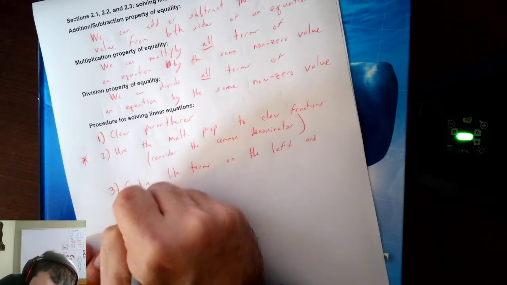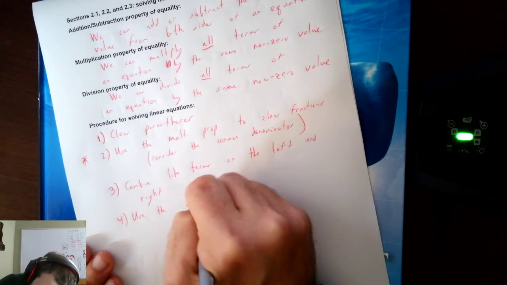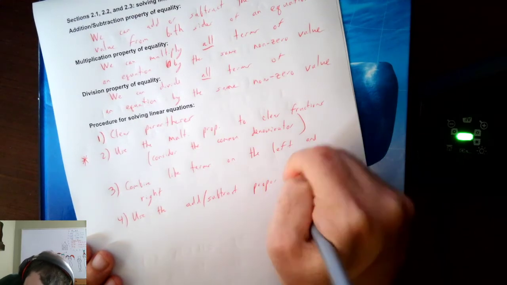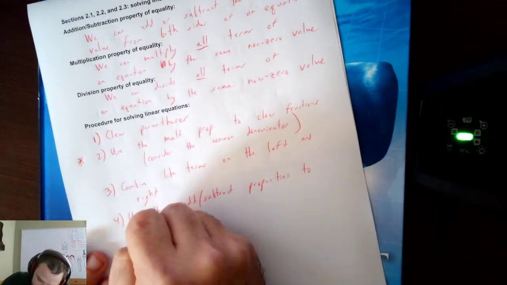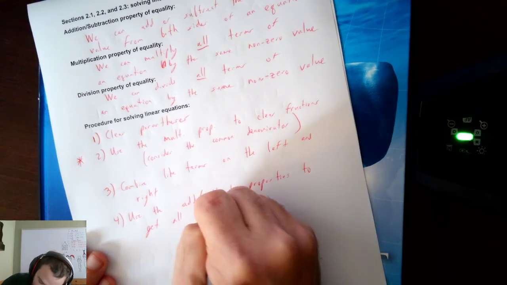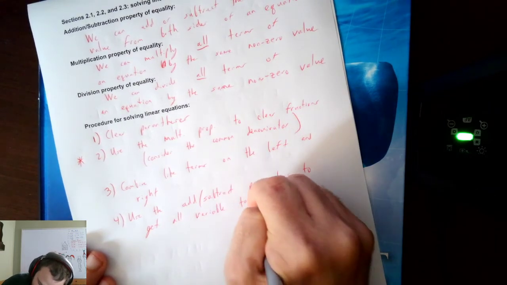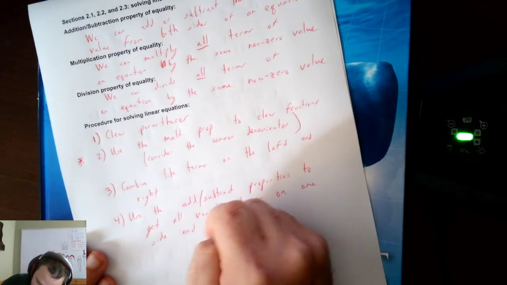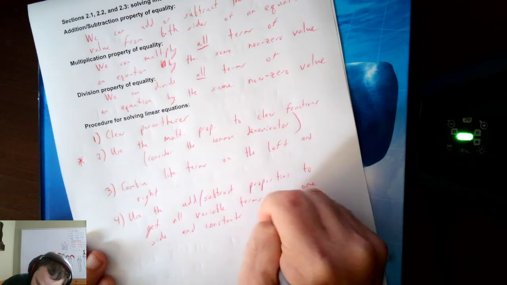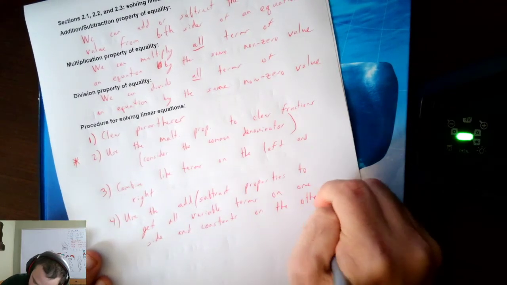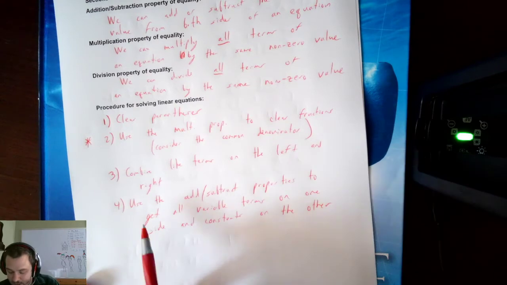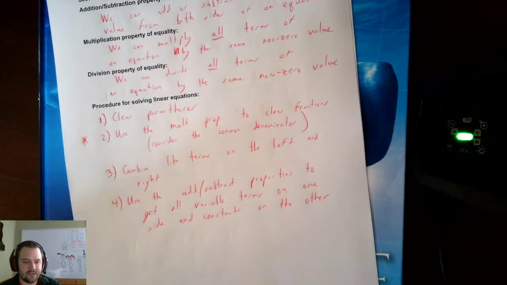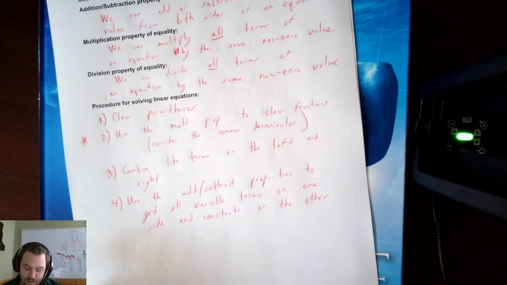The 4th step, we use the add or subtract properties to get all variable terms on one side and constants on the other. Use the add or subtract properties to get all variable terms on one side and constants on the other. Here's where we're shifting stuff around. We're using the add or subtract property.